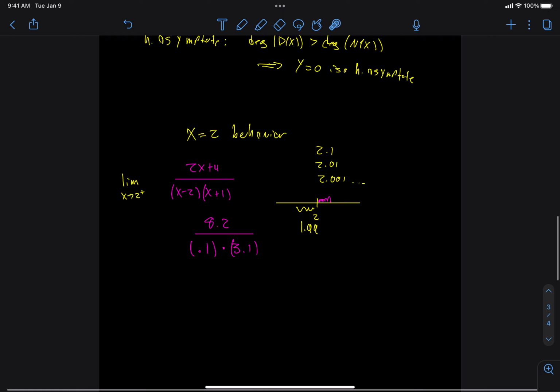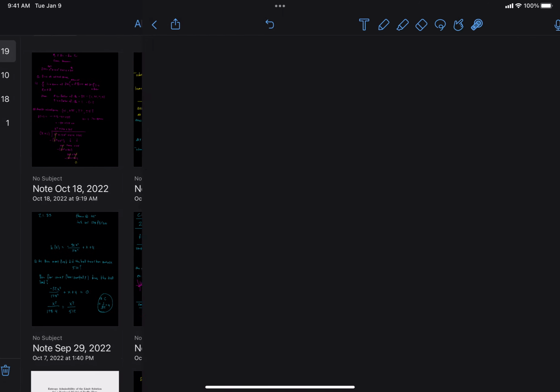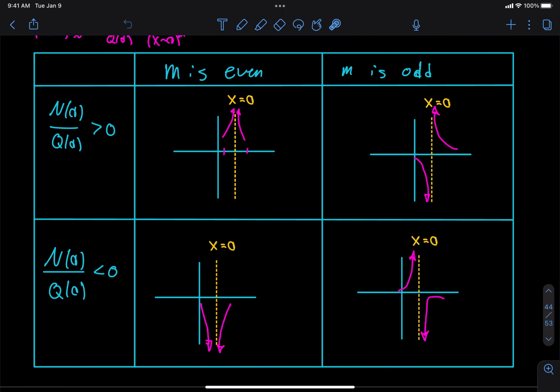So that's the reasoning behind these diagrams. What I wanted to do here was cut out the work for you and say, look, you can do the limits if you want, or you can memorize this table, which tells you exactly what it's going to look like on each side of the vertical asymptote. Does that make sense?